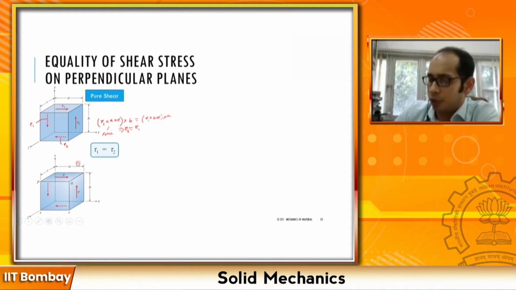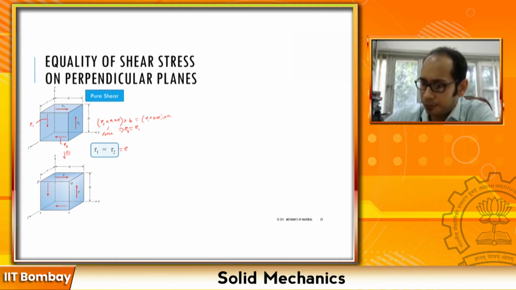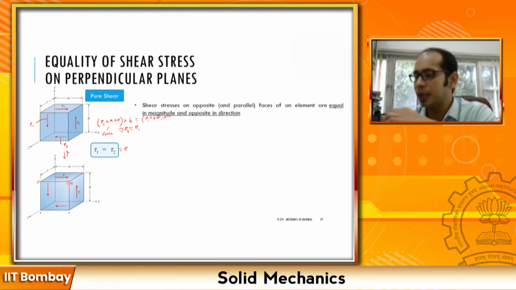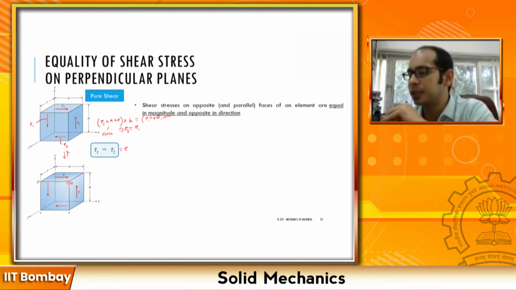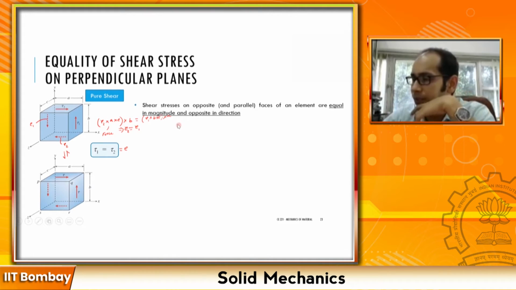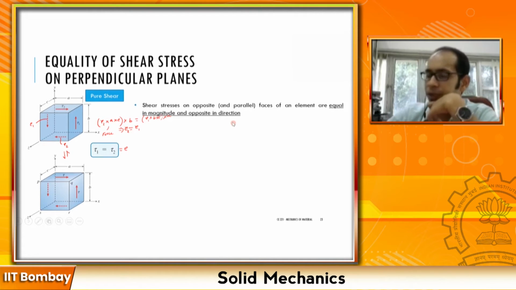If you make it equal to maybe a tau over here, this may be said in an equivalent form. This is something like this, right? So you have a tau acting at all the different faces of this particular element, right? So what does that lead to? That leads to this notion that shear stresses on opposite and parallel faces are equal in magnitude and opposite in direction that you have. Right?